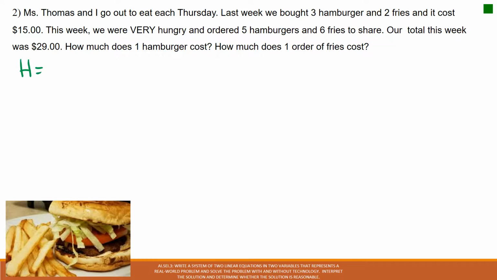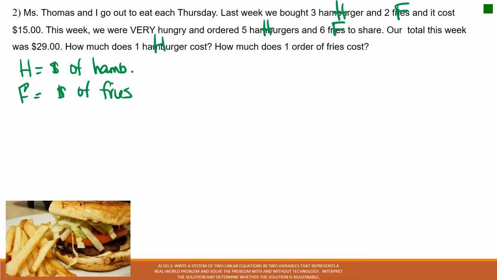So H is going to be the cost of a hamburger. I'm a little lazy. F is going to be the cost of fries. This is my favorite. Every time we see hamburger, H. Every time we see fries, F. Last week we bought 3 hamburgers and 2 fries for a total of $15. This week we bought 5 hamburgers and 6 fries for a total of $29.